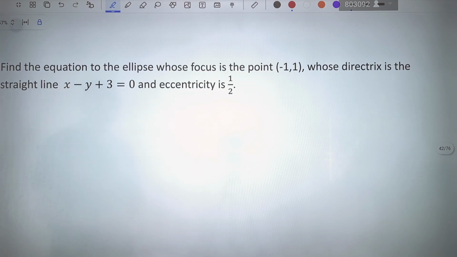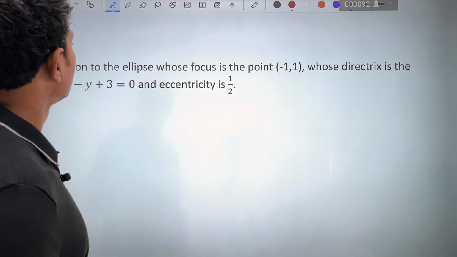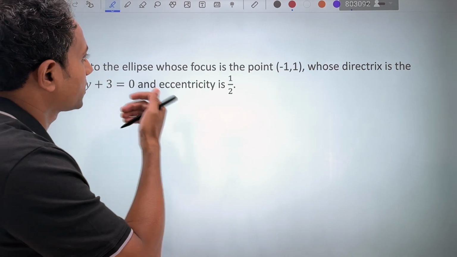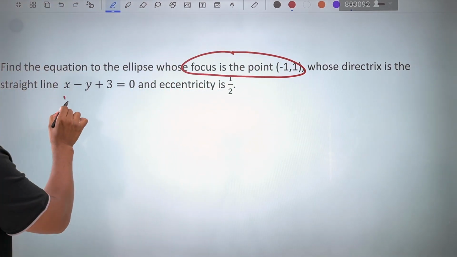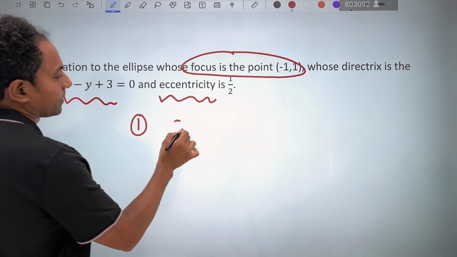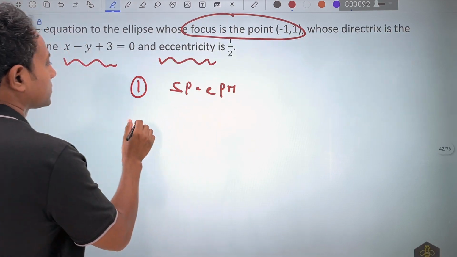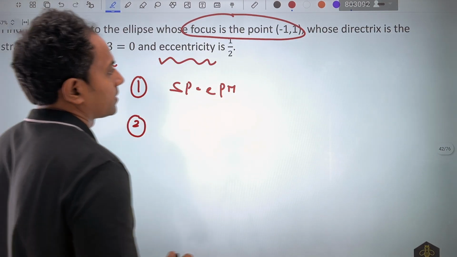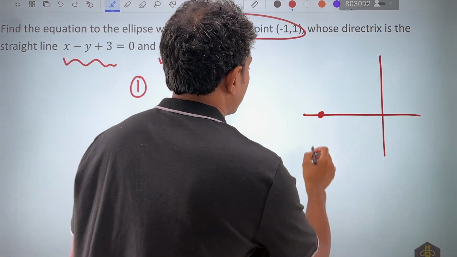For example, in this scenario, you can see that what they have given is the equation of the ellipse. They have given us the focus. You have noted that the focus is given, the directrix is given to us, and the eccentricity. So all the 3 elements are given. So we are going to apply SP is equal to e times PM. Now for doing this, you have been given a point (−1, 1).